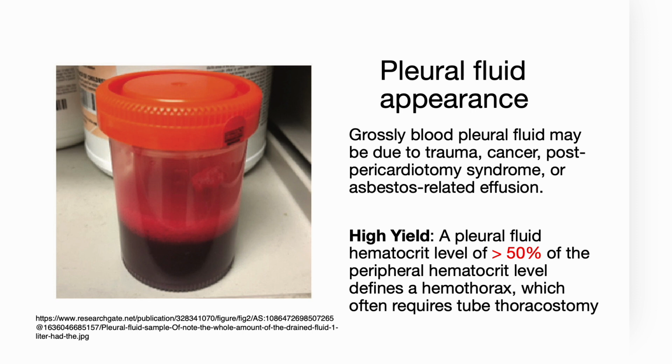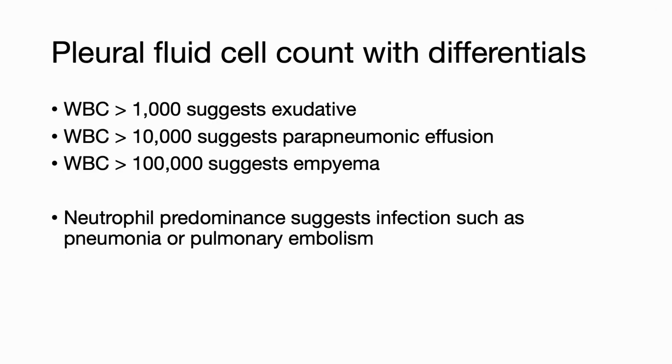A pleural fluid hematocrit level of more than 50% of the peripheral hematocrit level defines hemothorax, which often requires tube thoracostomy and is a high-yield question on your exam. Another high-yield content to remember is the pleural fluid cell count with differentials. In cases where an exudative pleural effusion is clinically suspected or confirmed through a laboratory chemistry test, it is advisable to submit the pleural fluid for comprehensive analysis.